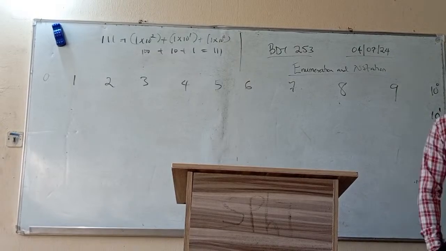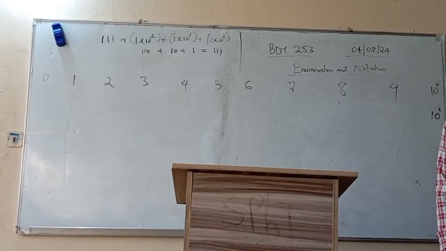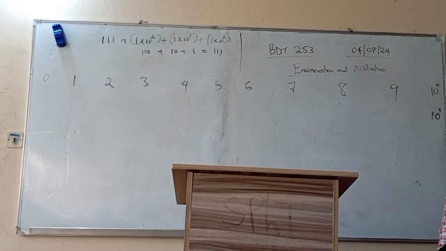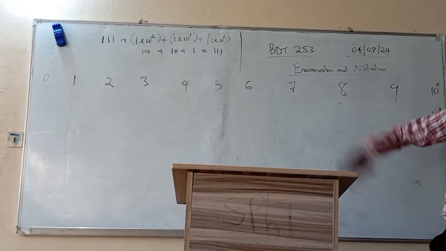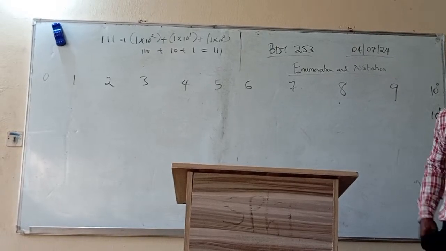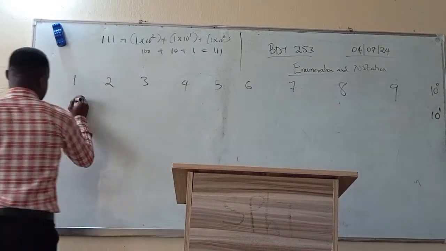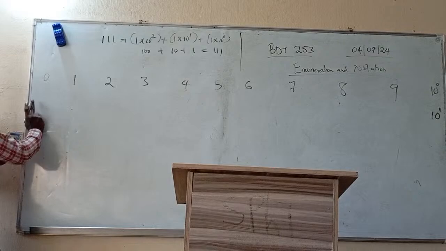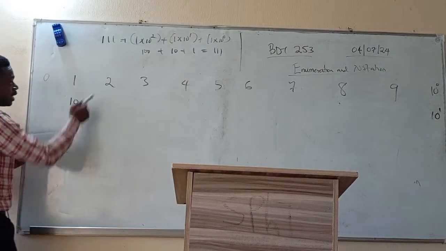Is what? Is what? 0. Okay, start from here. Is what? Is what? 10. Good. Let me put 10 here. Everything here will give you 0, 0. So let's forget about this. Let me put 10 here.